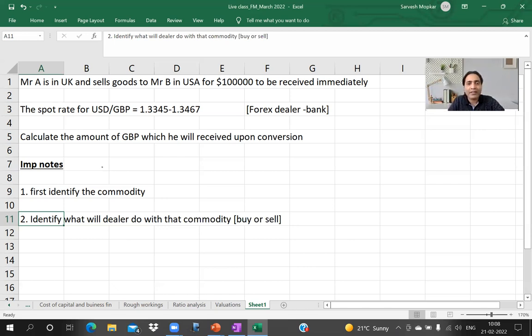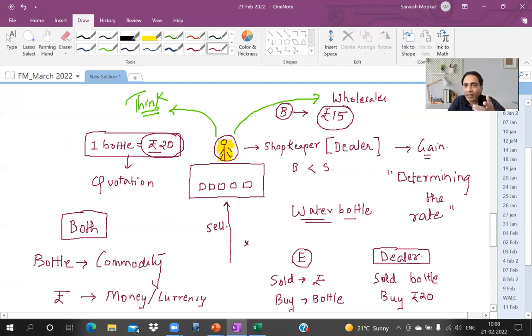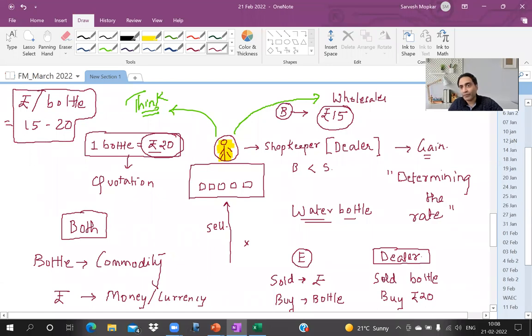Like in this case, bottle is the commodity. So if this shopkeeper has to give a quotation to Elsa, how will he give a quotation? He will say, rupees / bottle is equal to 15-20. You should easily understand this quotation. Rupees / bottle is 15-20.